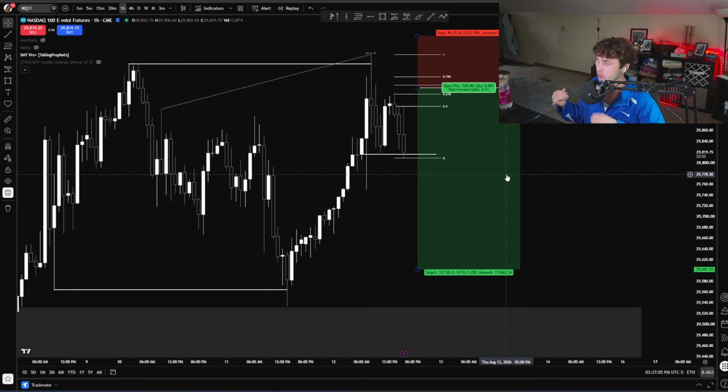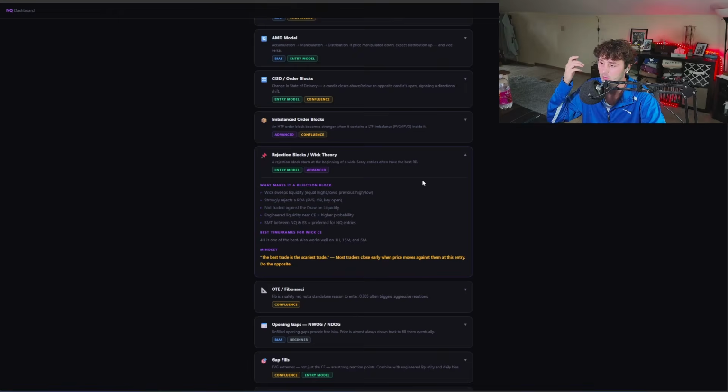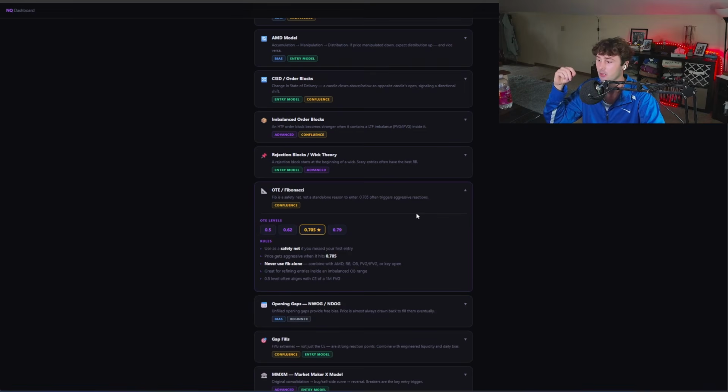Okay, so you kind of want to use order blocks and CISDs as just your bias confluence, not necessarily part of your actual trade. Rejection blocks, you guys can read through that more, but we've already covered that really well. Fibonacci, I showed you guys my levels. Here are the key ones. You can read more about that as well.